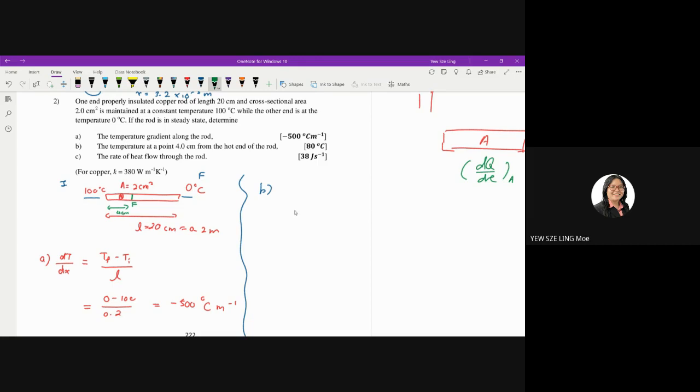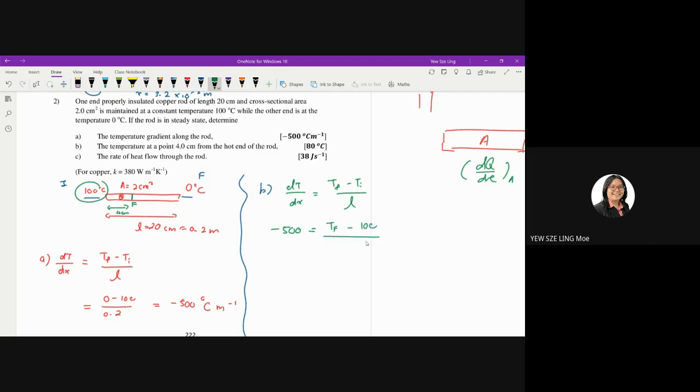So what am I going to do right now? I will have dT over dx again equals T final minus T initial over L. Because the rod is in a steady state, the temperature gradient along the rod is constant, it's the same. Therefore dT over dx equals negative 500. My hot end is still 100 degrees C, and I don't have the information about the cold end, so I don't know T final right now. So I keep T_f minus the initial, which is still 100, divided by the length.